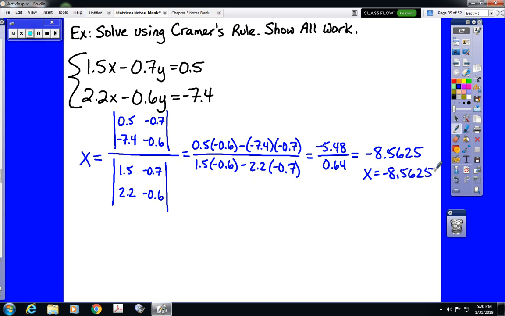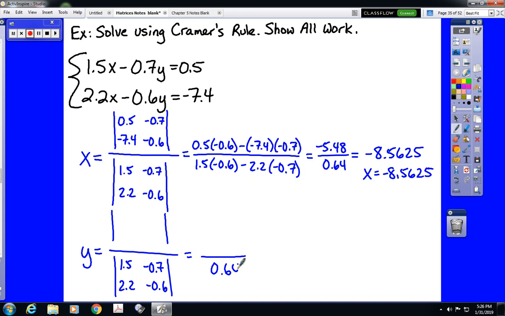Now, as a fraction, that's actually a pretty nice fraction. That's over 16, but we're not going to worry about converting to fractions because the problem itself is written with decimals. Now, again, we already know the bottom determinant for y is the same value, so we don't need to reinvent the wheel here. We already know the bottom number is 0.64. There's no reason to redo that math. On top, the x column will be intact, so 1.5 and 2.2, and we'll be inserting our answers, 0.5 and negative 7.4, for the second column.